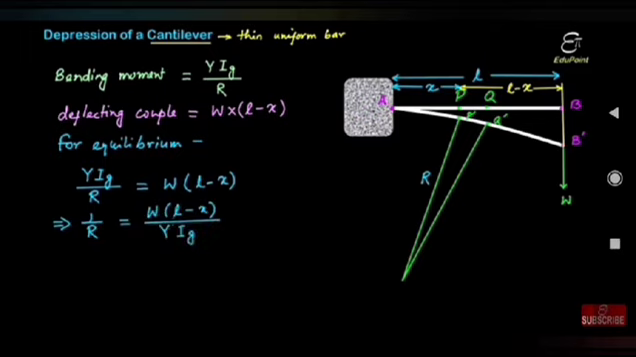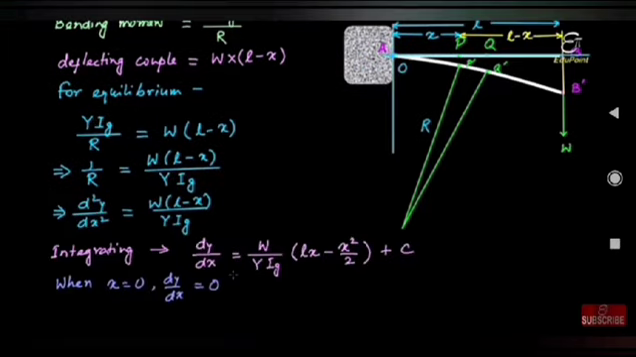Substituting the second derivative of the depression y for 1 by r, we arrive at this equation. Now we integrate this equation with respect to x, then we get the expression for dy by dx as shown here.